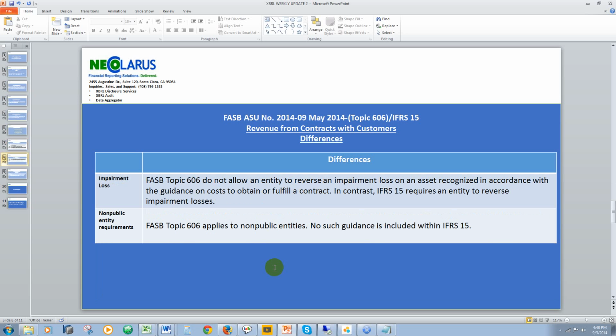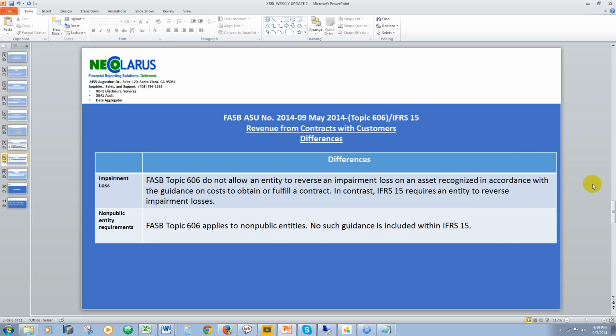And then there is a difference with regard to impairment loss. FASB Topic 606 does not allow an entity to reverse an impairment loss on an asset recognized in accordance with the guidance on costs to obtain or fulfill a contract. However, IFRS 15 requires an entity to reverse impairment losses. And then FASB Topic 606 applies to non-public entities. However, there is no such guidance with regard to IFRS 15.